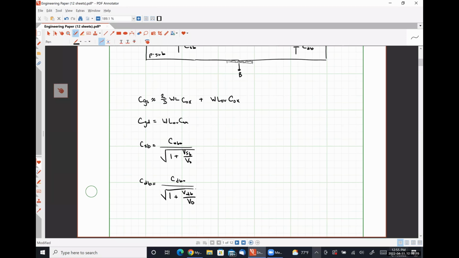In each case, these built-in voltages, V naught for the source body junction and V naught for the drain body junction, should be identical to each other because the drain and the source are identically doped with respect to the substrate. So those are literally the same built-in voltages, and there's no need to differentiate them with their own subscripts. So these are the 4 high frequency capacitances.